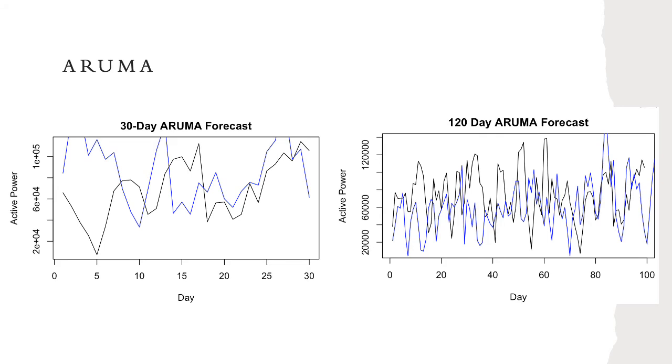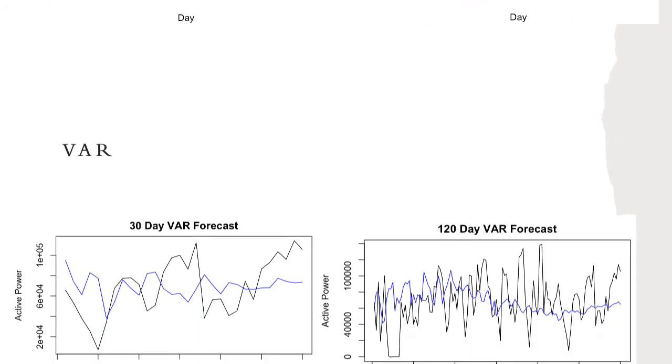Next, we have the ARUMA model. The ARUMA model brings in seasonality trends that help with the predictions. The 30-day ARUMA forecast also wasn't that great, not terribly awful, but the 120-day ARUMA forecast seems to be a little bit better. We catch more of the seasonality, more of those peaks and valleys, and it doesn't just damp off into the mean.